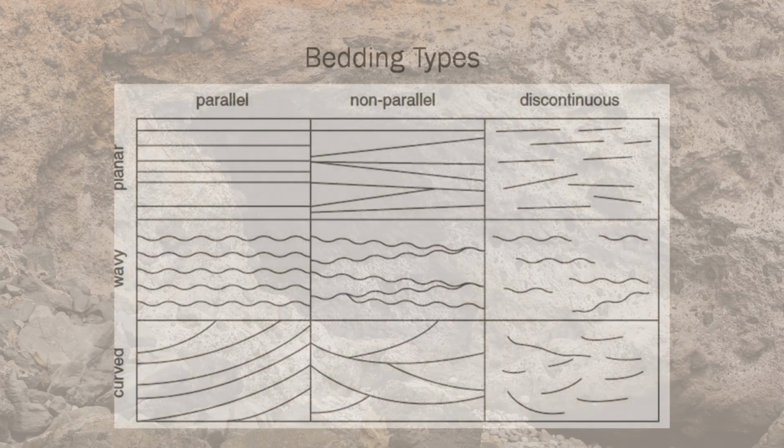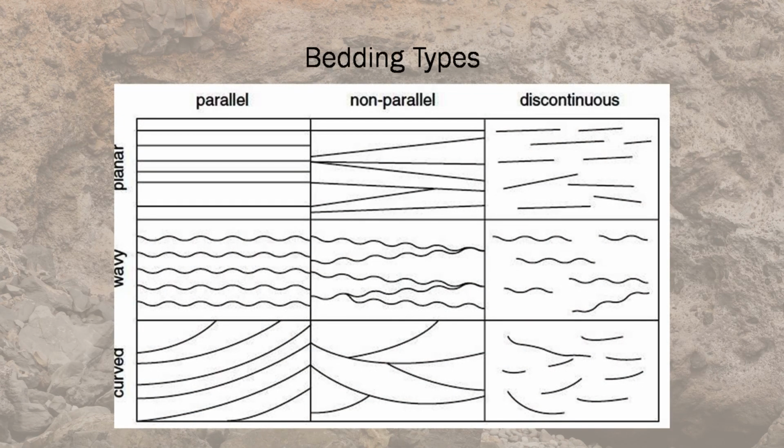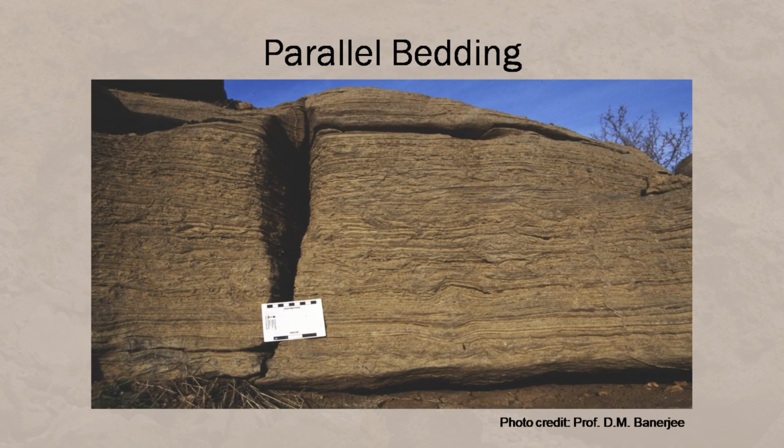The third one is the bedding type, the same one which I have just told you. Again here: parallel, non-parallel, and discontinuous, with different sketches. An example, a field sketch, a field diagram of a rock which shows the parallel bedding. You can say the bedding is absolutely parallel and thin, except in some places where there is some curvature. Otherwise, it is all parallel bedding.